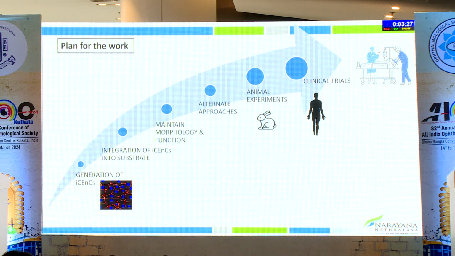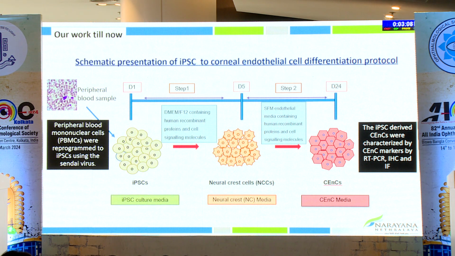So the plan for our work was to try and generate induced corneal endothelial cells from peripheral blood, which we have ample of, and then move into integrating this into the substrate and make sure that it maintains the morphology and function, look at what alternate approaches we have, move into animal experiments, and then go to clinical trials.